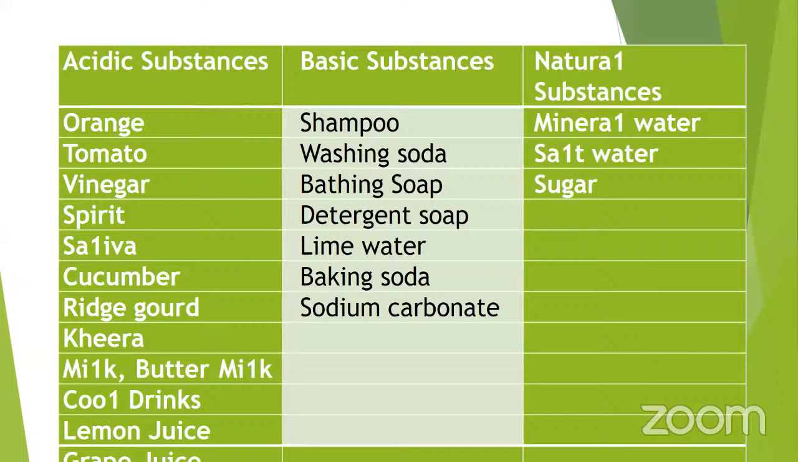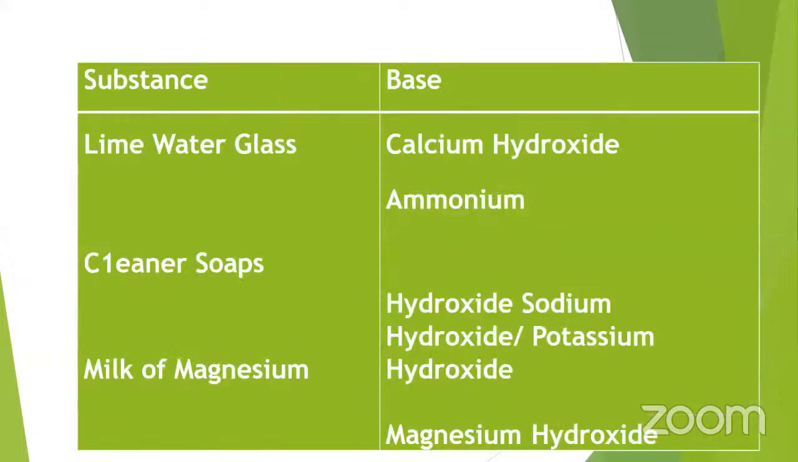is lime water, baking soda, all these come under what? Basic substances. And what are neutrals? Mineral water, salt water, of course only salt is added, sugar. Okay, all these are substances which are neutral in a range.